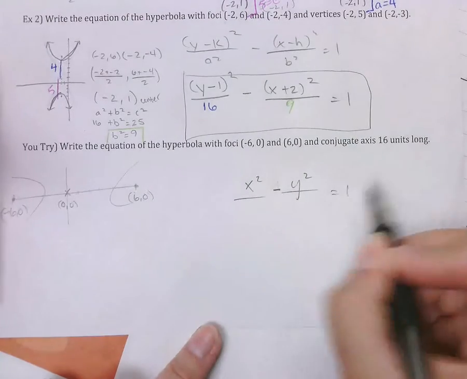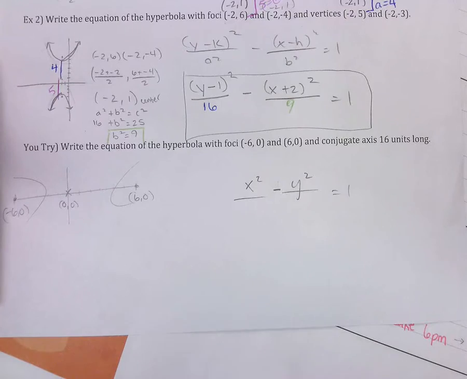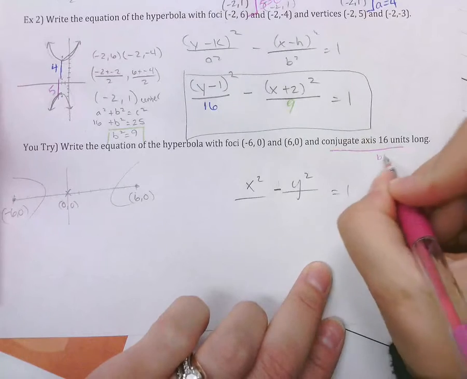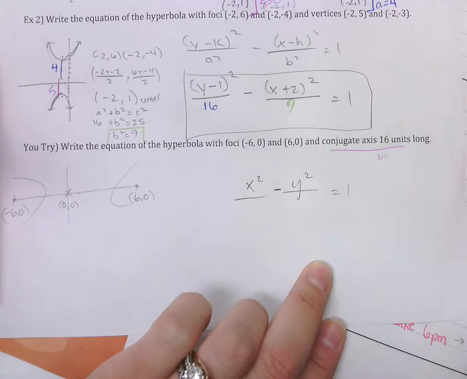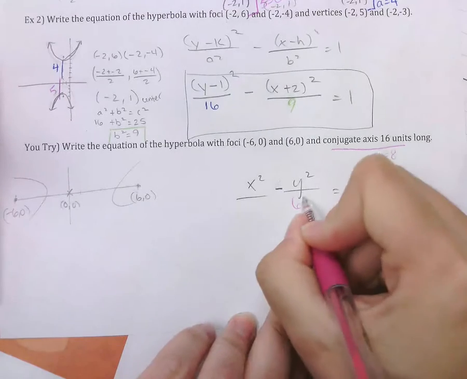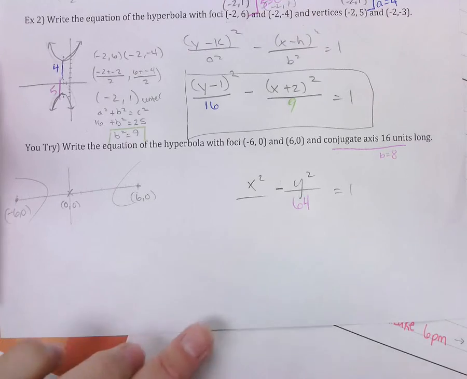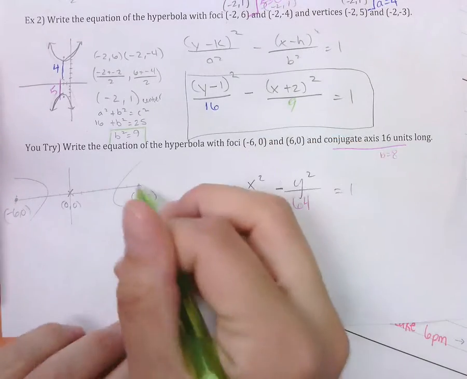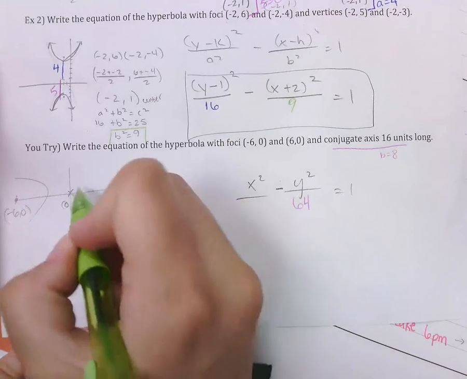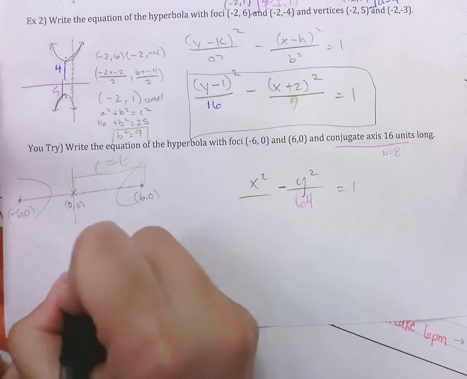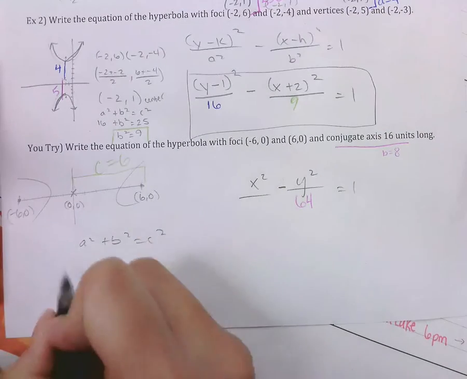So that's a squared and b squared. Now, they tell you the conjugate axis is 16. So that's b. So if the whole thing is 16, b would be 8, or 64 would go here. We don't know anything about a, so we have to use a squared plus b squared equals c squared. They do tell us where the foci are. Okay, if this focus point is at 6, 0 and the center's at 0, 0, that makes c 6. So you're going to do a squared plus b squared equals c squared to find a squared.